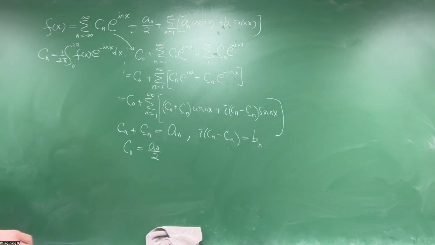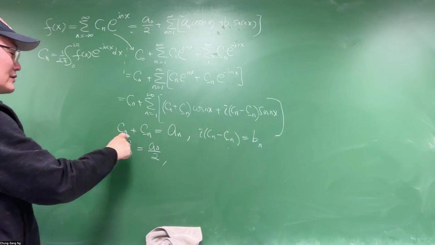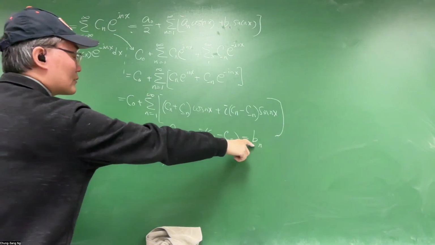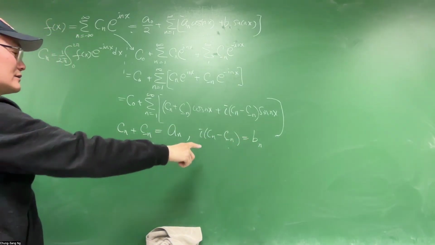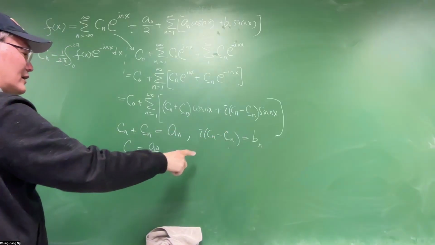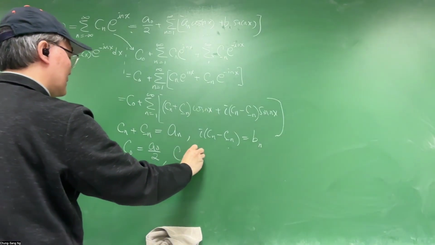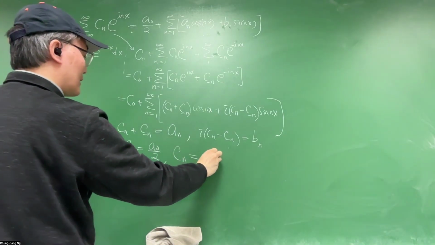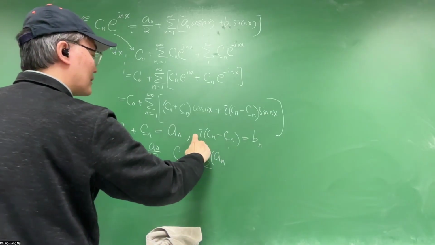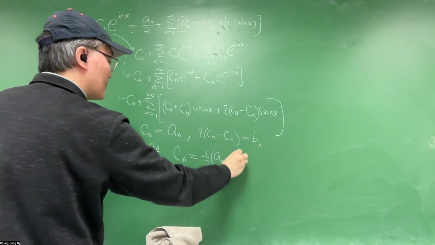Okay. And like I said, you can inverse that and solve for C sub n. If you multiply by minus i here, you get C sub n minus C sub minus n. And then you add the 2 and divide by 2, you get C sub n. So inverting that, C sub n equals half of a sub n multiplied by minus i, b sub n.